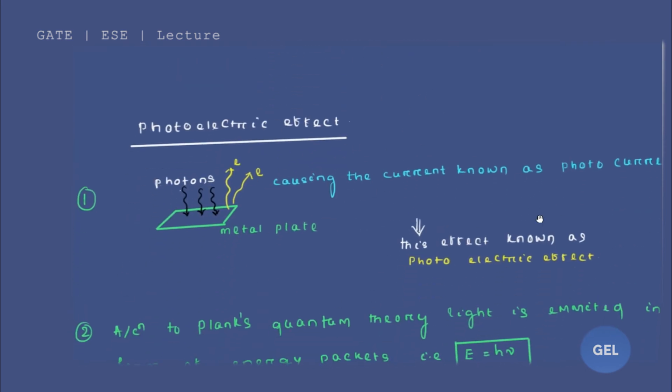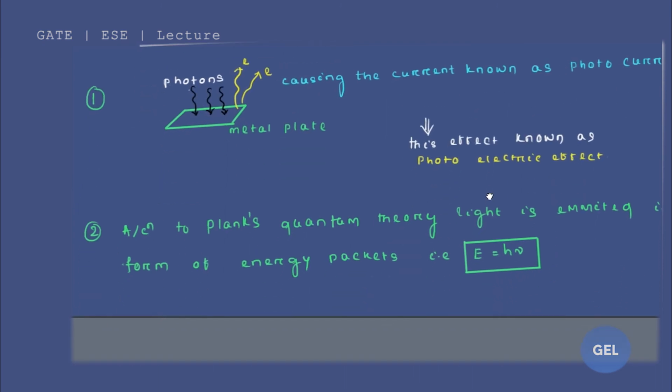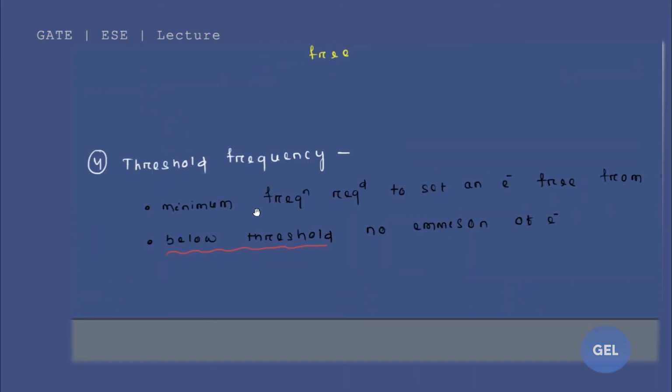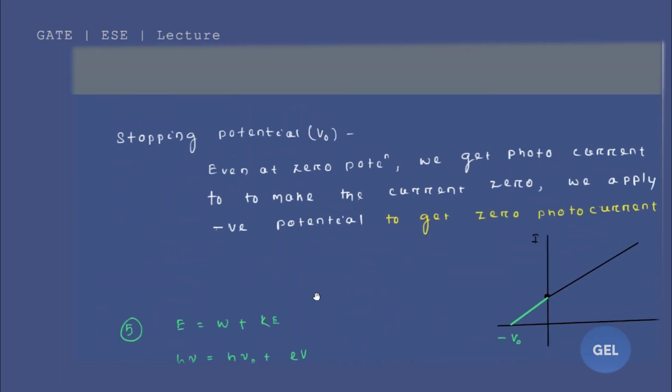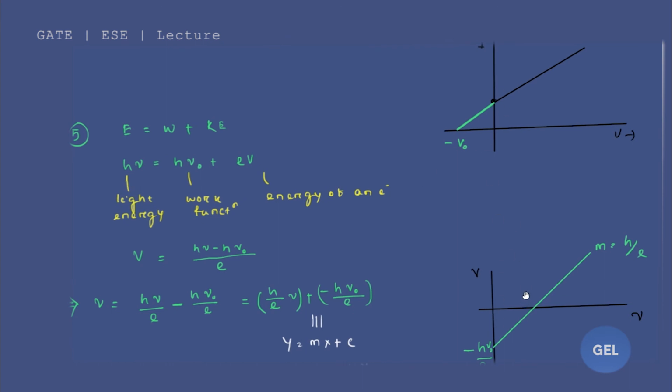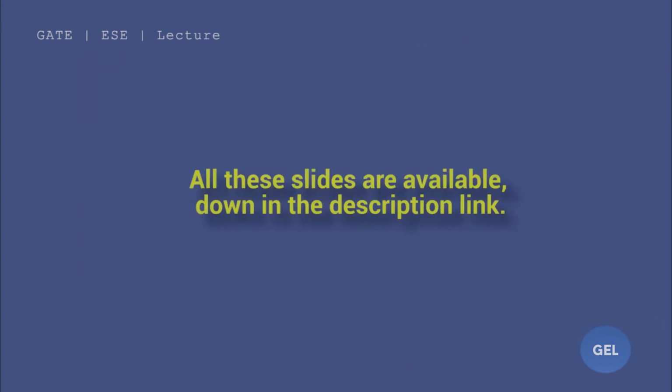Okay, now in this lecture we have discussed the basic points of photoelectric effect, that is your photoelectric effect definition, then Einstein's kinetic energy equation, then the terminologies like threshold frequency and stopping potential. Then we have analyzed these two important graphs. Okay, now with this we are done with today's lecture.